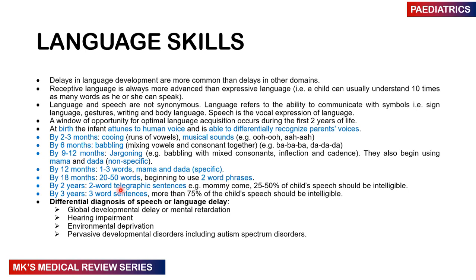And then 25 to 50% of the child's speech should be intelligible. Then by 3 years, they say about 3-word sentences. So more than 75% of the child's speech should be intelligible. So the differential diagnosis that can lead to speech and language delays could be global developmental delay or mental retardation. We want to refer to it as learning disability. It could be hearing impairment. Remember that hearing and language skills are closely related. It could be environmental deprivation, where there's not that much exposure. It could be a pervasive developmental disorder, including an autism spectrum disorder.